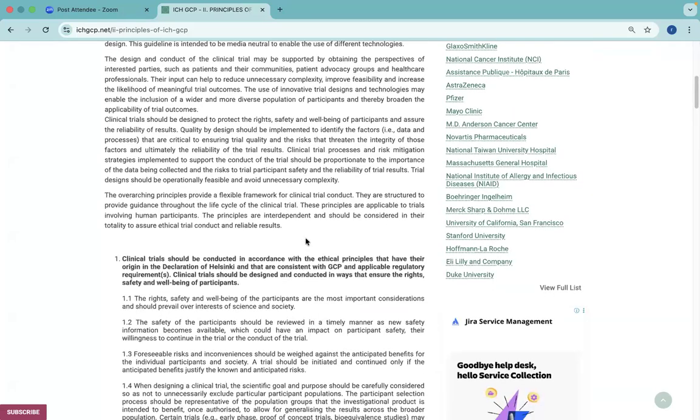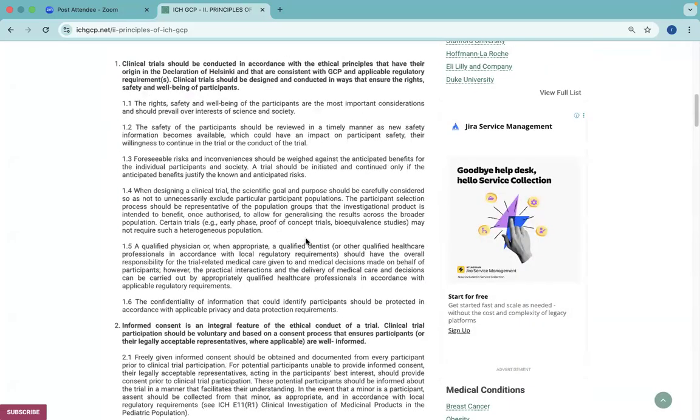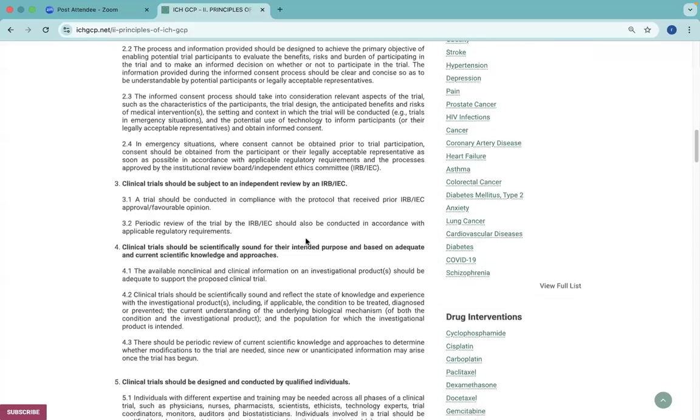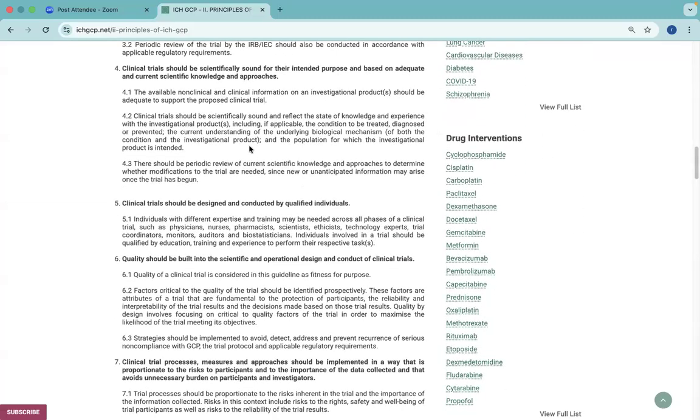These are the International Conference on Harmonization guidelines, where you're going to get clarity and an idea of what kind of process or what kind of information we follow. Let me give an example of protocol.